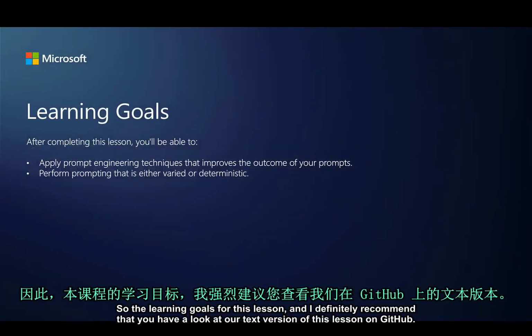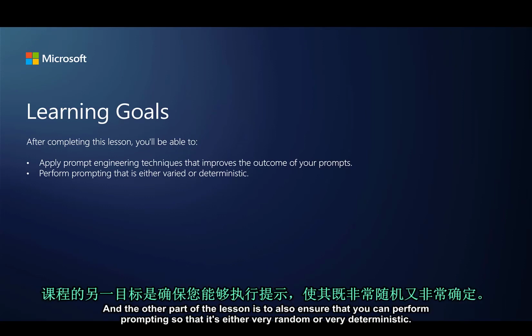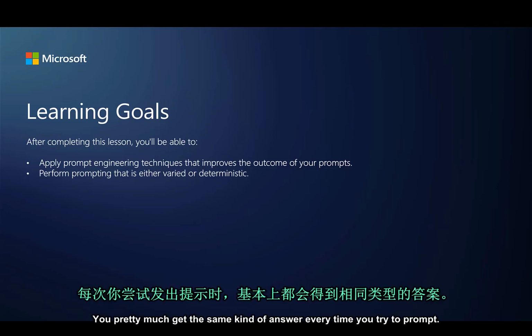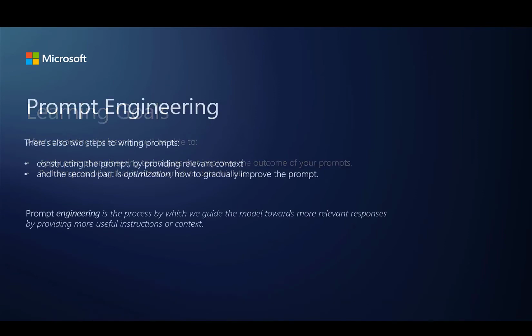So the learning goals for this lesson, and I definitely recommend that you have a look at our text version of this lesson on GitHub. The goals are to learn to apply prompt engineering techniques to improve the outcome of your prompts. The other part of the lesson is to ensure that you can perform prompting so that it's either very random or very deterministic, meaning that you pretty much get the same kind of answer every time you try to prompt. So there is a big variation here between maximum randomness and no randomness at all.